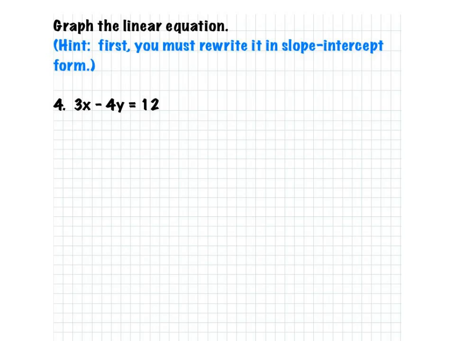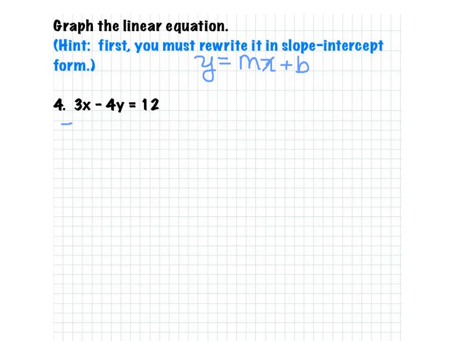Number 4. Copy this down. 3x minus 4y equals 12. Now, in order to graph this, we must first rewrite it in slope-intercept form. Let me remind you what that looks like. Slope-intercept form is y equals mx plus b. So isolate y on the left side of the equation. And then you have your x term, and then your constant.